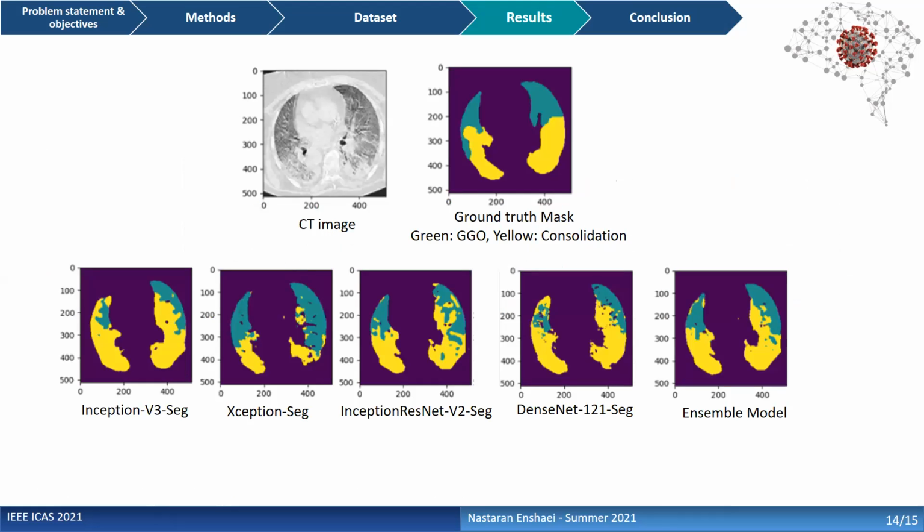Here we provide a visual interpretation of our obtained results. The first row indicates the original CT image with its ground truth masks. Green areas indicate the GGO infection regions, and the yellow part shows the consolidation infection types. As can be seen, ensembling the segmentation models' outputs can yield a more accurate infection mask.